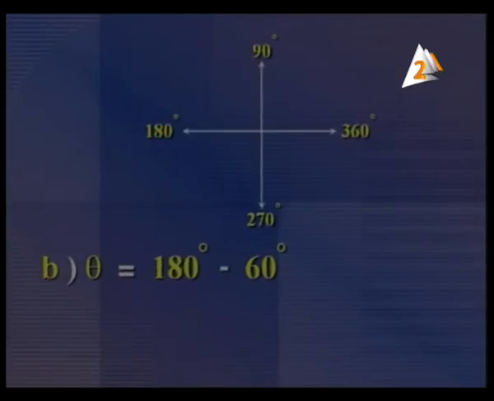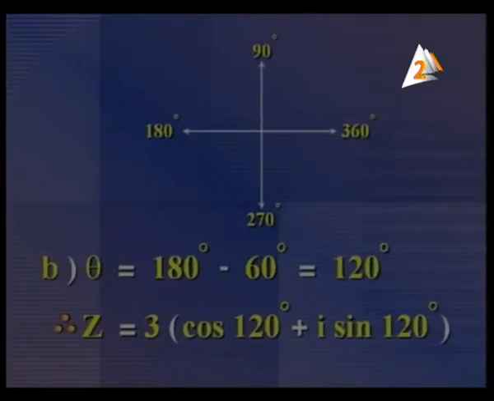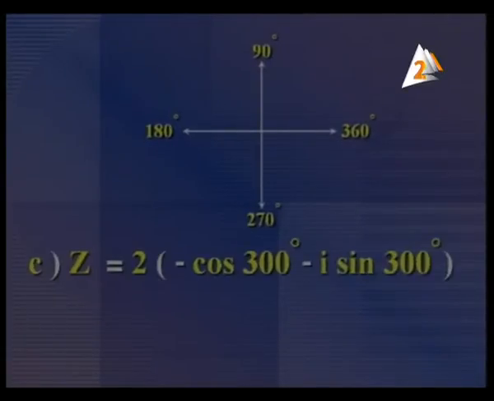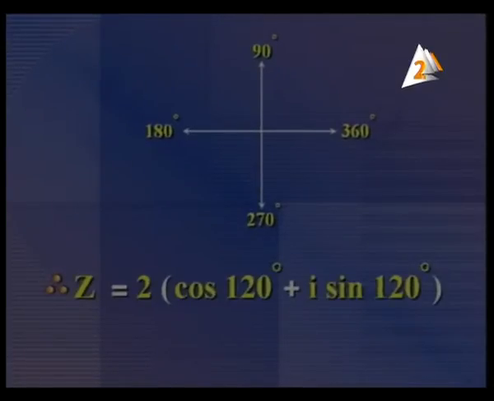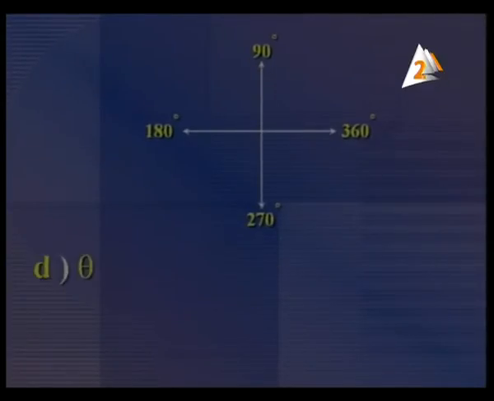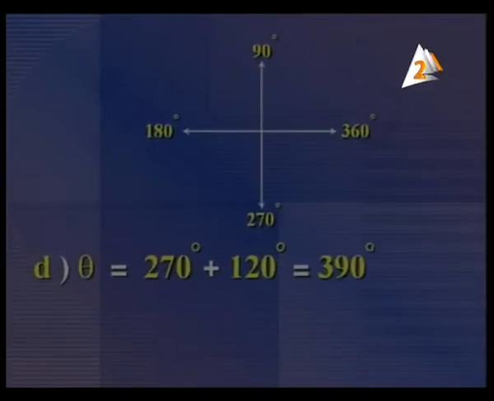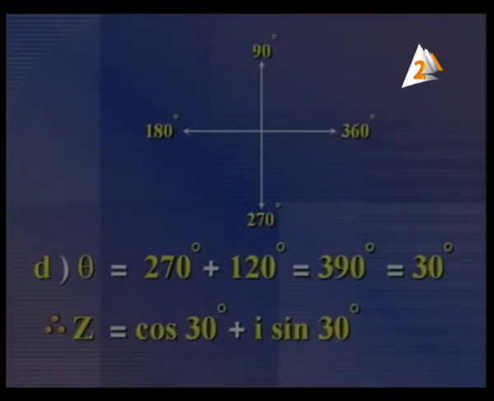Number 2: theta equals 180 minus 60 equals 120. Therefore, Z equals 3 cosine 120 plus i sine 120. Number C: Z equals 2 multiply negative cosine 300 minus i sine 300. What do you mean? Theta in this case is 180 plus 300. Therefore, theta equals 480, which is equivalent to 120. Z equals 2 cosine 120 plus i sine 120. Z equals 270 plus 120 equals 390, which is equivalent to 30 degrees. We get Z equals cosine 30 plus i sine 30.